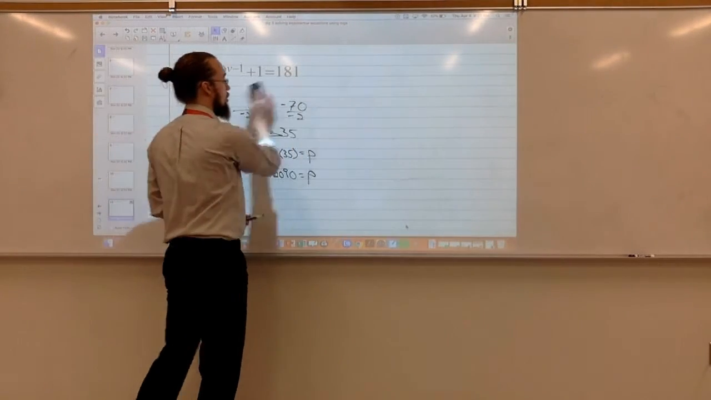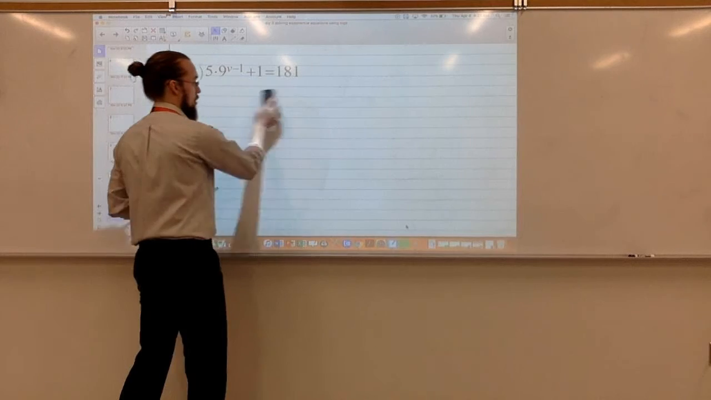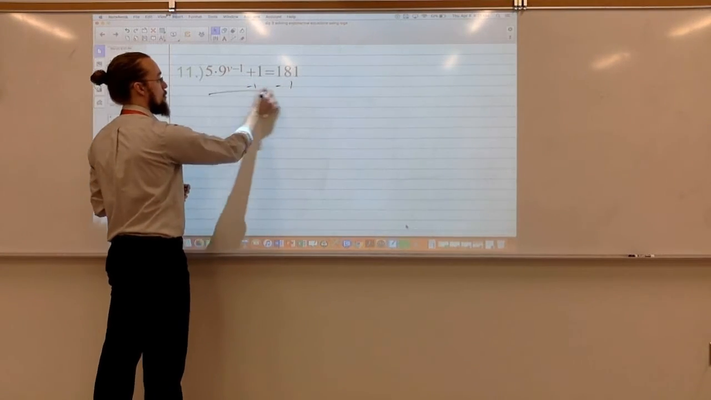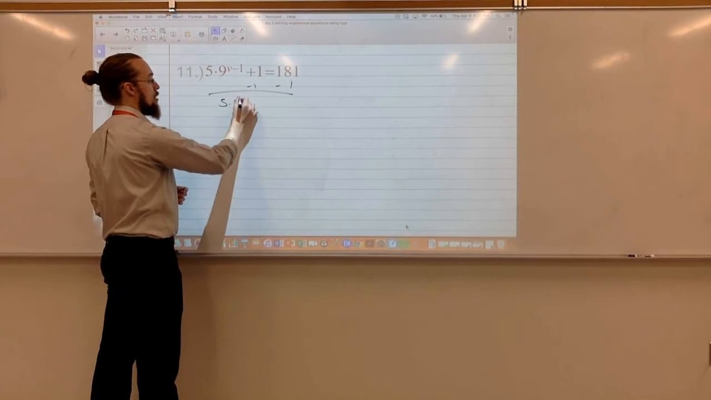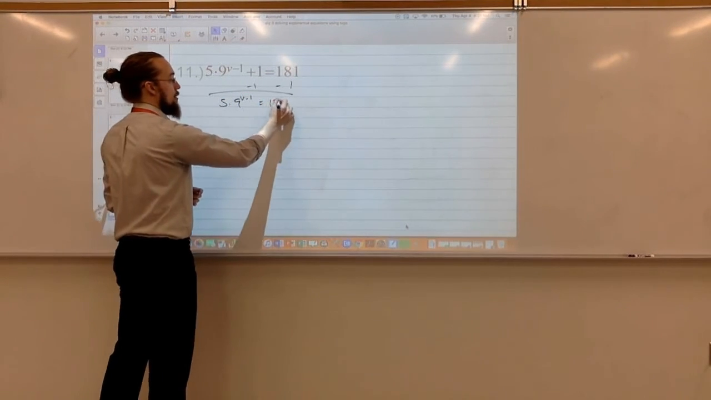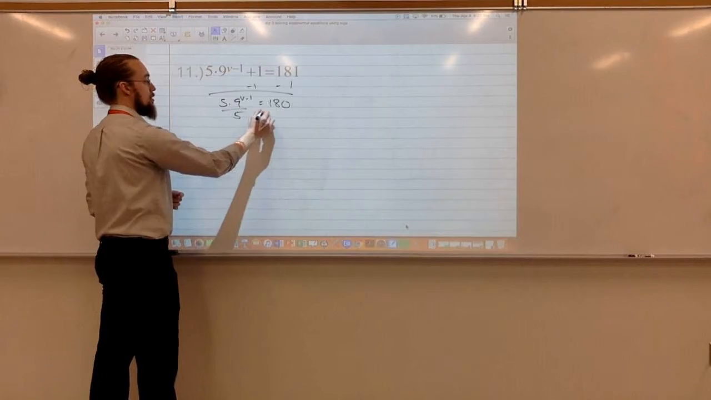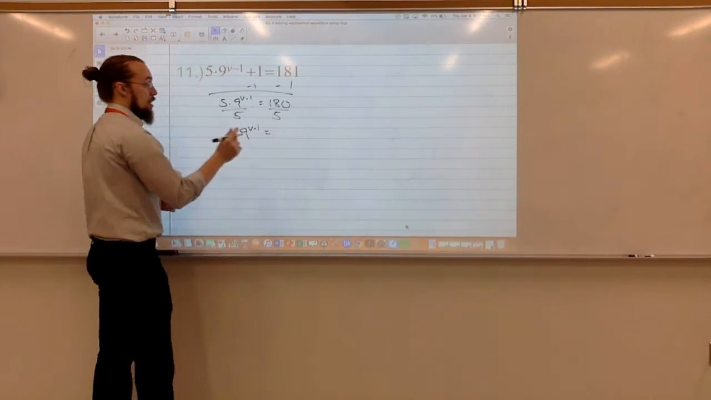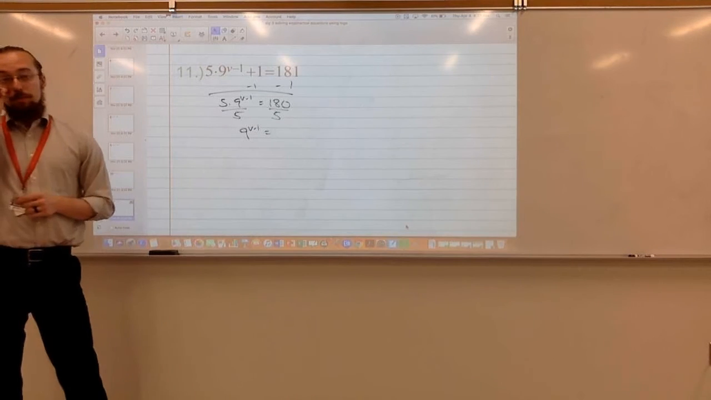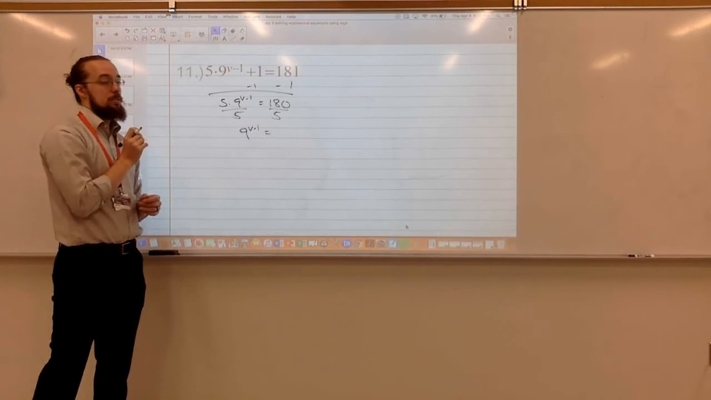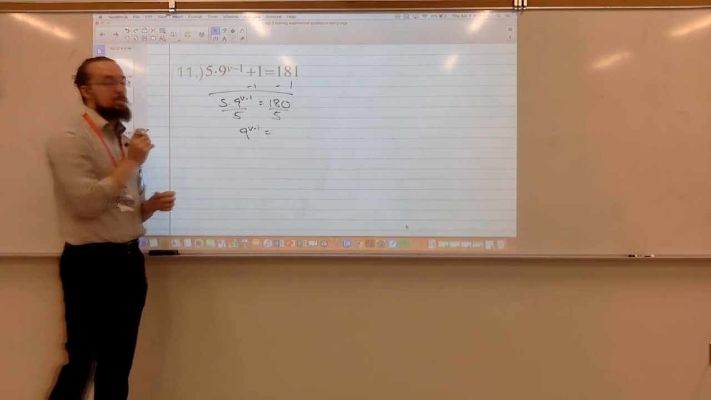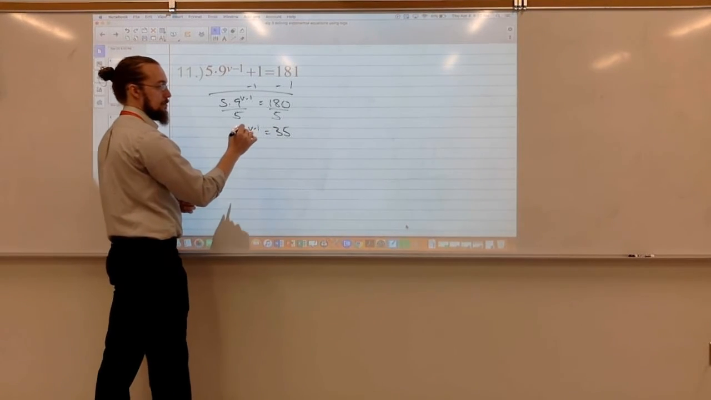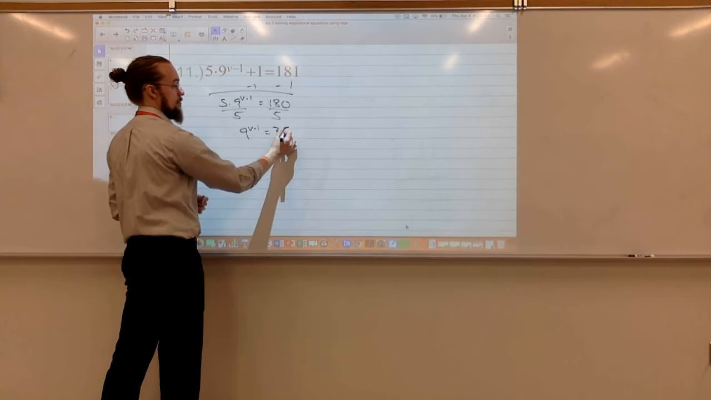Similar situation here. We would subtract 1 from both sides to start. Then divide by 5 to get the exponential by itself. What's 180 divided by 5? 180 divided by 5 equals 36.